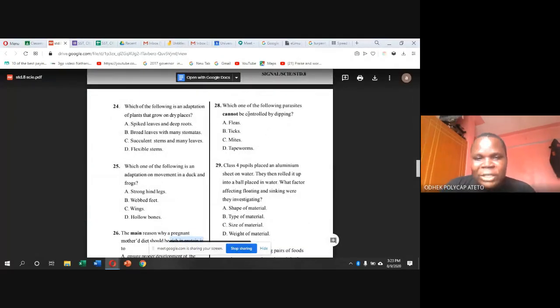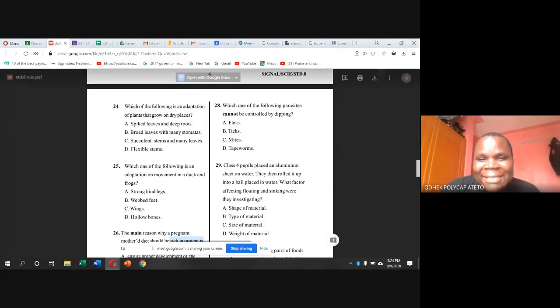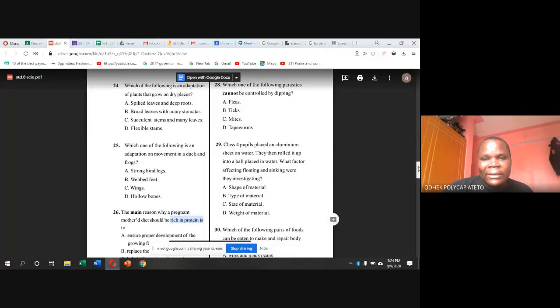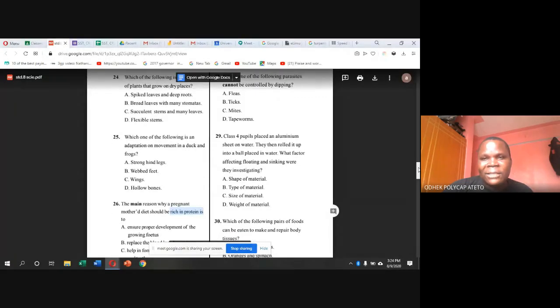Number 28. So we are moving very fast now. We are about to finish. Which of the following parasites cannot be controlled by dipping? Any parasites that cannot be controlled by dipping are all internal parasites and tsetse fly. All internal parasites and tsetse fly cannot be controlled by dipping. And automatically now you pick tapeworm, because tapeworm is an internal parasite.